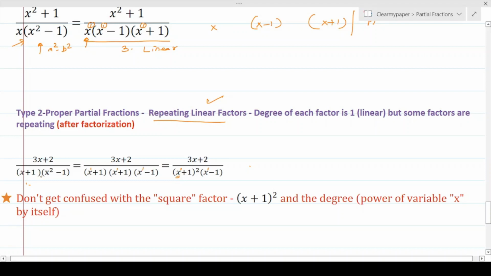The power of this x, the power of this x, and so on. For example, in this case, the power of x is still quadratic. It's not linear, it's quadratic. But since we can factorize into linear factors, the power of each of these x by itself is 1, okay?